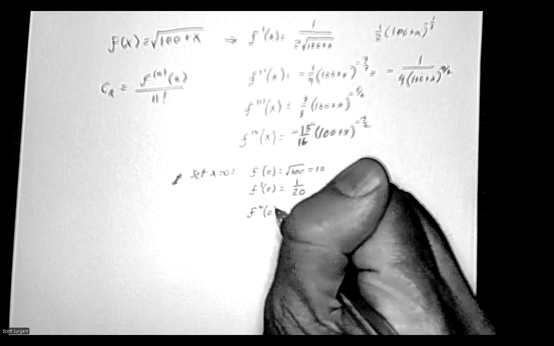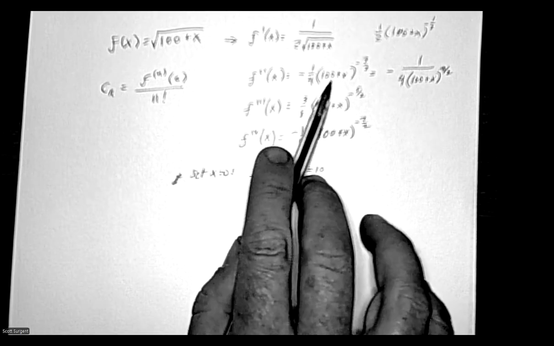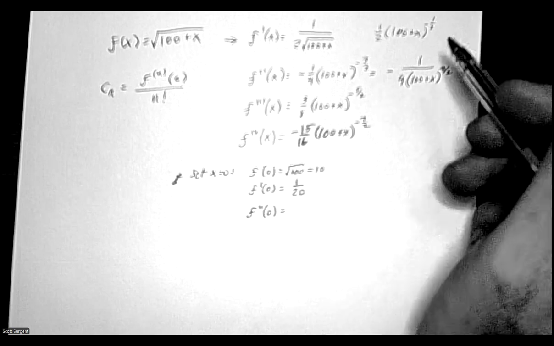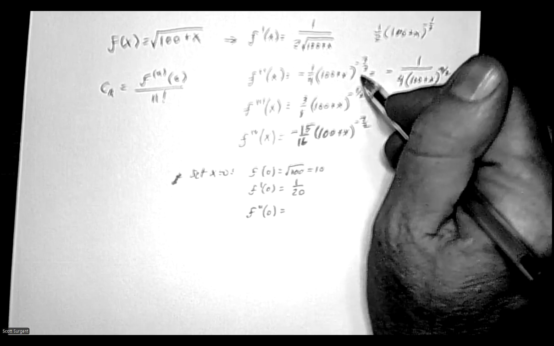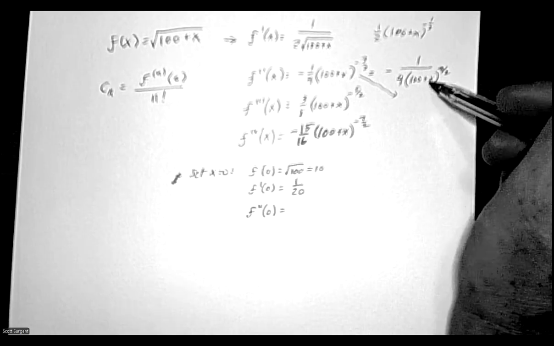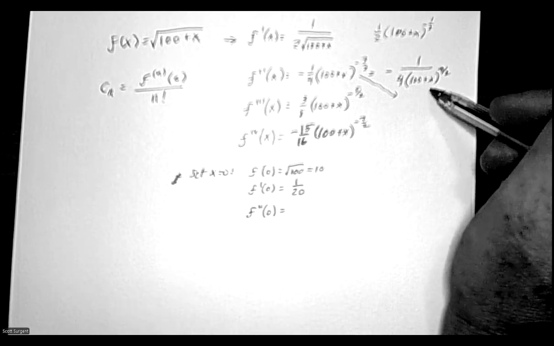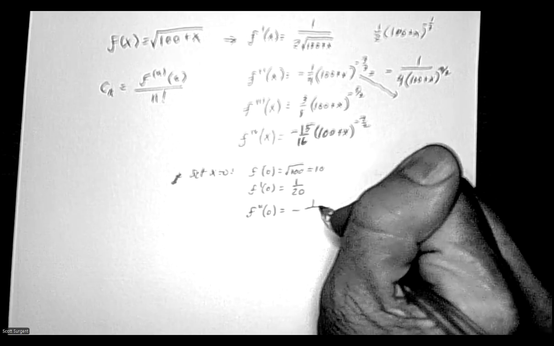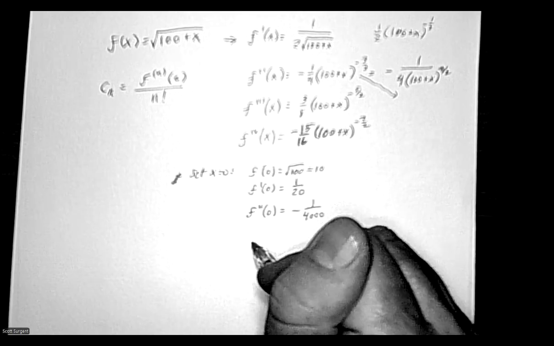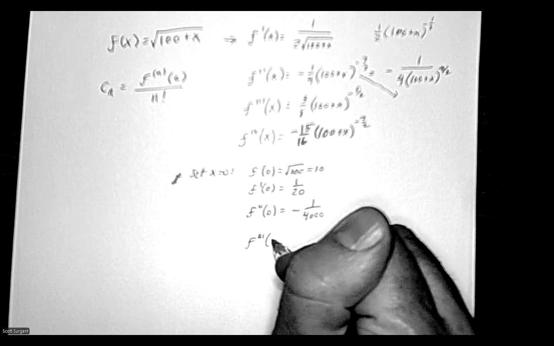Second derivative at 0, I got to be a little careful here. Oh, actually, it's right here. I have it. So that's going to be 10 to the third power. That's going to be negative 1 over 4,000. Let's do a couple more. Third derivative.